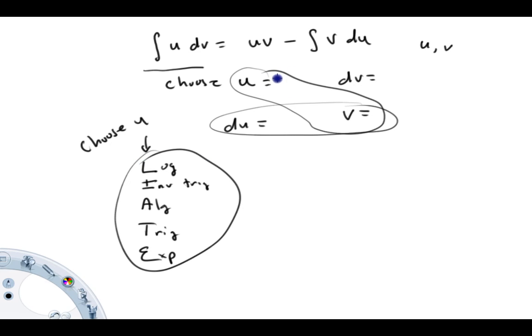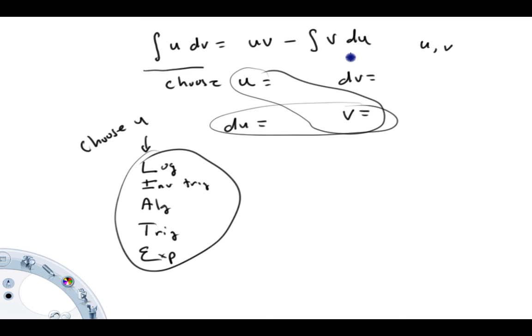So you choose your u based on this acronym. That's going to go here. Whatever's left is your dv. That's going to go here. Calculate your du by differentiation. Calculate your v by anti-differentiation. Then the integral will equal this product, uv minus integral v du. Now you notice you still have an integral to perform. That's why it's called parts. You're doing it one part at a time. Whenever you integrate by parts, you end up having to work out two separate integrals.